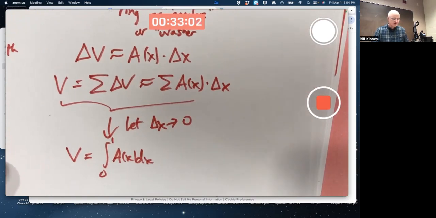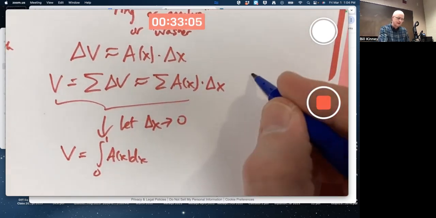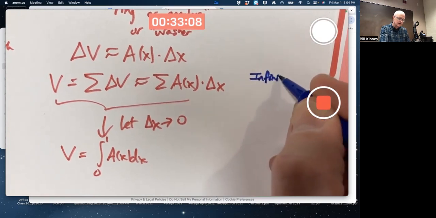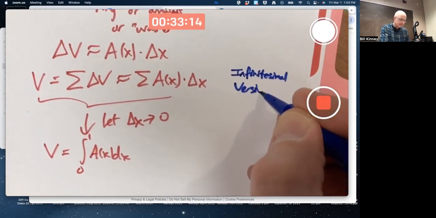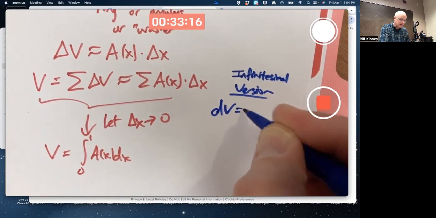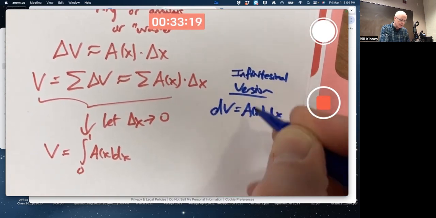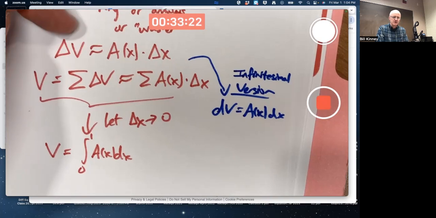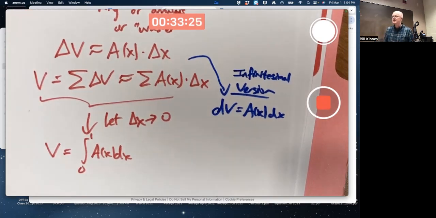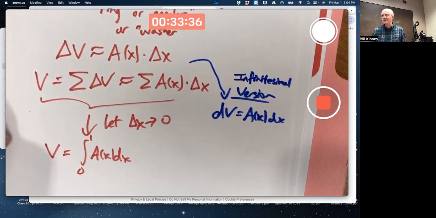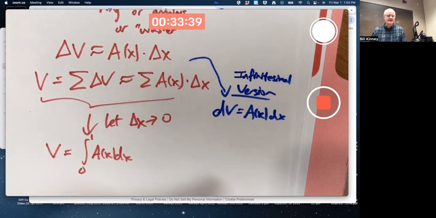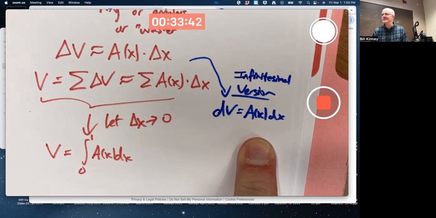In the infinitesimal approach, here's the infinitesimal version of this approach. You'd write dV equals A of x dx. You'd go to this approximate equation, change the deltas to d's, change the approximate equation to an exactly equal to. You might say this is semi-rigorous math here in the standard real number system, but this is not rigorous math at all. This is a convenient fiction.